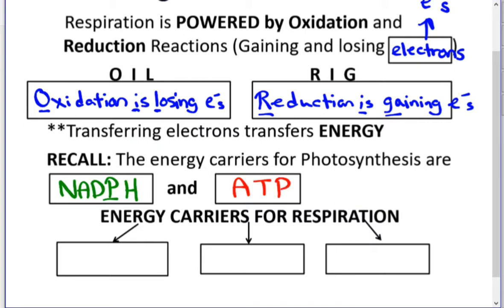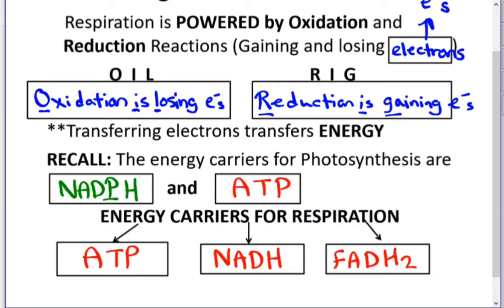Our energy carriers in respiration, we're still going to have ATP, but we're going to add two new ones, NADH and FADH2. We lost our P. Why did I have you underline the P in the one that's for photosynthesis? To help you remember, okay? The one that's in photosynthesis has a P in it. P for plant, P for photosynthesis. Okay, the energy carrier for respiration is just NADH.